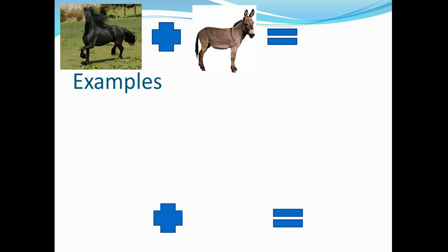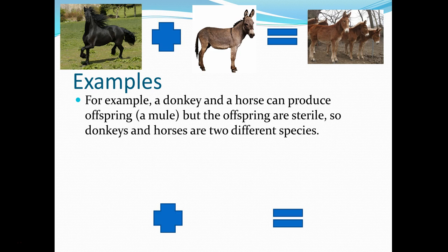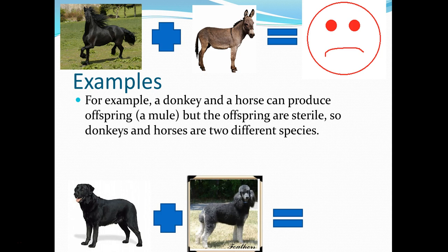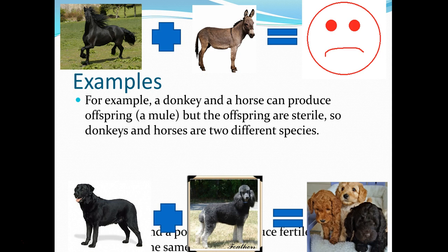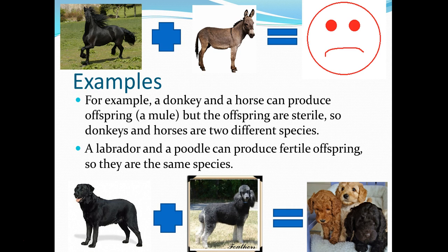So, for example, a horse that mates with a donkey will produce a mule. But the mule is sterile. The only way you get more mules is to mate another horse with another donkey. So that shows that those are two separate species. Donkeys can mate with donkeys, and they can produce fertile donkeys. So they are separate species from horses. However, Labrador Retriever dogs, if they mate with a poodle, they'll produce a Labradoodle, and those are fertile. So that shows that the Labrador and the poodle are both the same species.